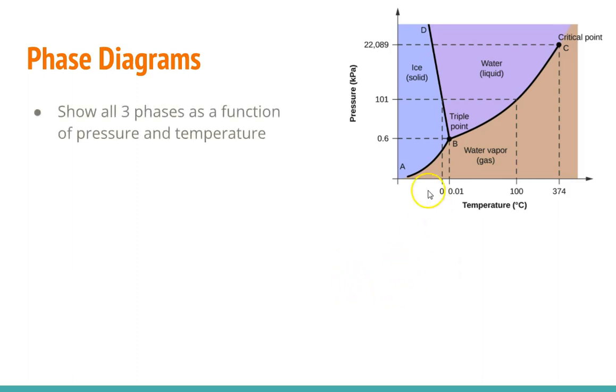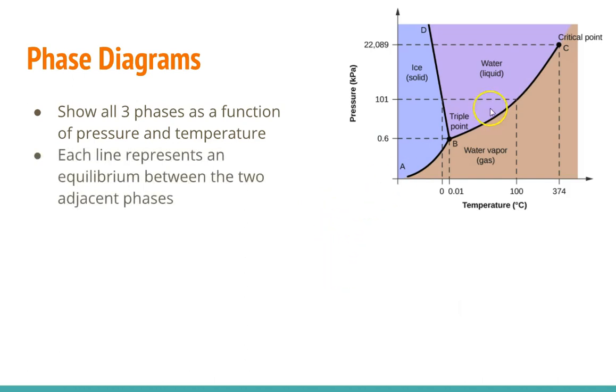Last diagram I want to look at is called a phase diagram. A phase diagram shows all three phases as a function of pressure and temperature. So at a given temperature and pressure, what phase would a given substance be? At 100 degrees Celsius and a pressure of 101 kilopascals, which is about atmospheric pressure, we're right on the line between liquid water and gas. Which makes sense because that's the boiling point of water.